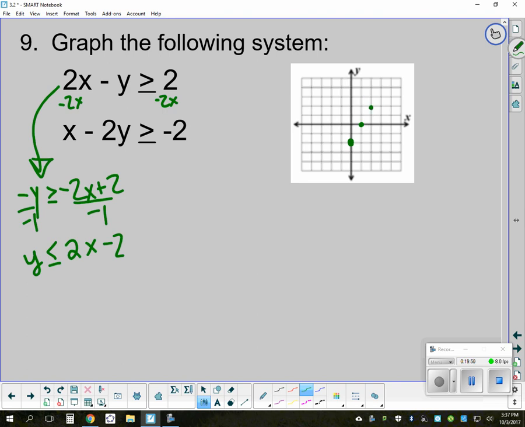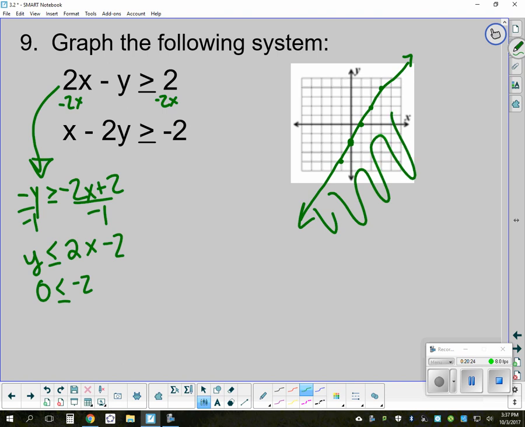doing that a couple times. Again, I can also go the other direction. Instead of up and right, I could go down and left, down 2, left 1. I need a solid line because I have the equal to along with the less than. I'm going to choose a test point of 0, 0. 0 is less than or equal to. This would be a 0, so I would have negative 2. Is this true or false? False. So 0, 0 is not a solution. That means my solutions are over here.